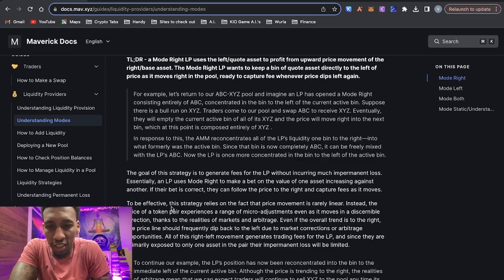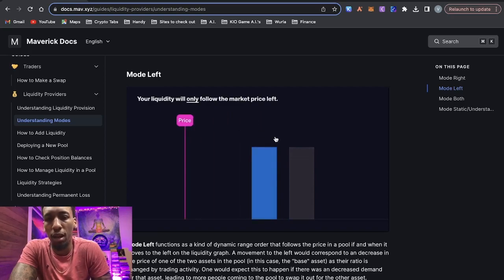Yeah, and it pretty much says that. I should have read this first. To be effective, the strategy relies on the fact that price movement is rarely linear. Instead, the price of a token pair experiences a range of micro adjustments even as it moves in a discernible direction. The next mode is mode left, and it's pretty much the opposite of mode right.